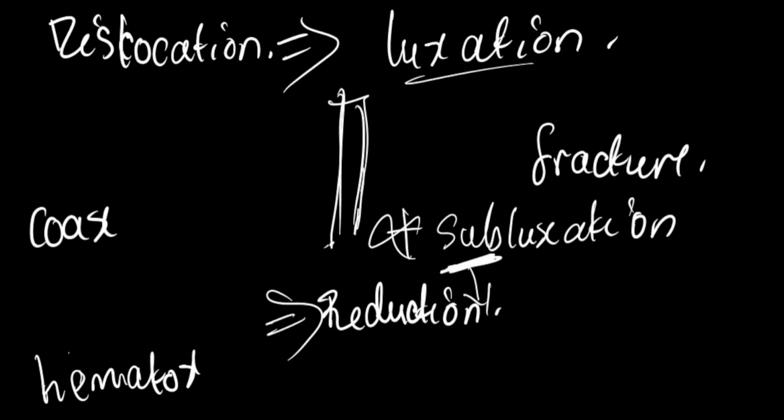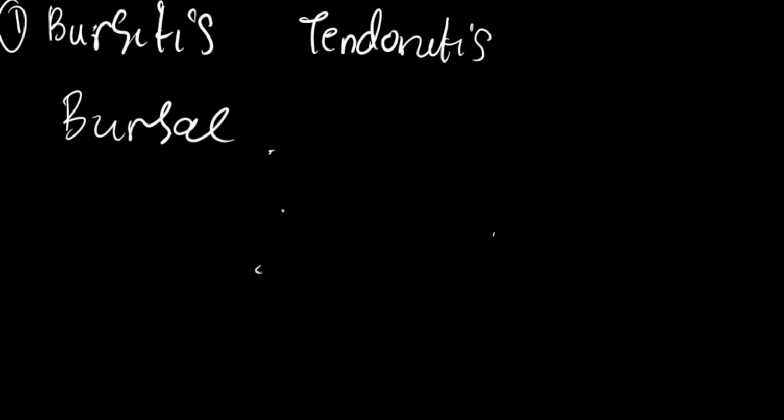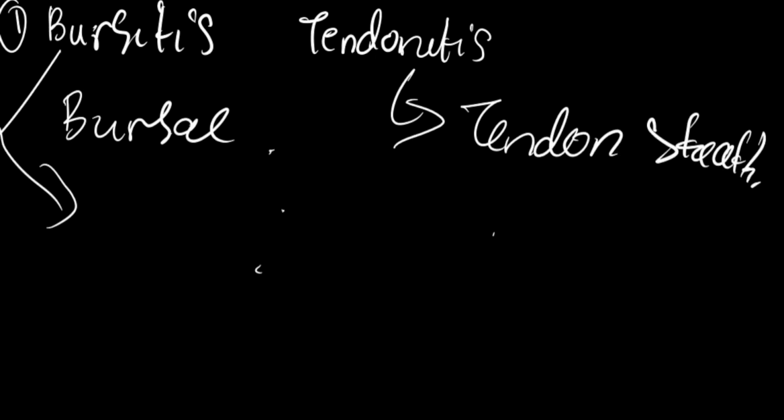Let's take a look at some inflammatory conditions of the joint. For this video, we'll be considering just a few inflammatory conditions of the joint. The first two we'll be considering are bursitis and tendinitis. Bursitis has to do with inflammation of the bursae, and tendinitis has to do with the inflammation of the tendon sheath. For bursitis, we'd be taking a look at two examples.